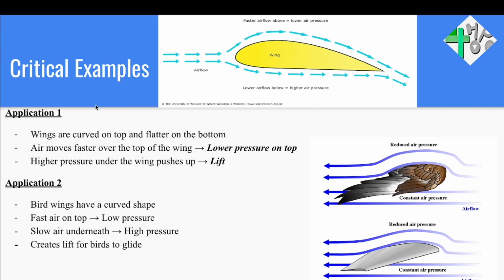The other application of Bernoulli's principle is through birds. Birds' wings also have that same curved shape. Remember, an airfoil is not linear, it's curved, like you can see here. You can put a bird's wing in here, and it's the same kind of behavior. So bird wings have a curved shape.